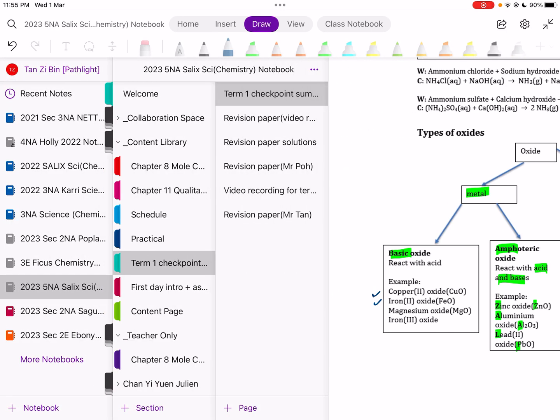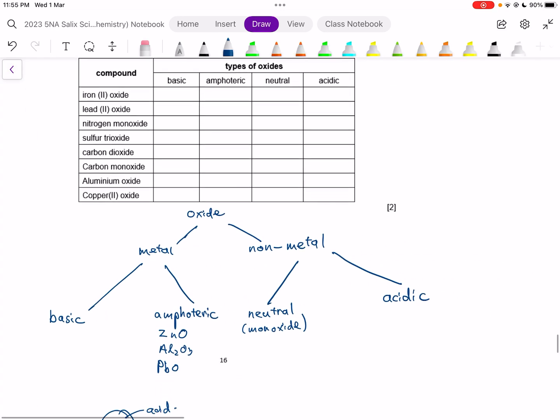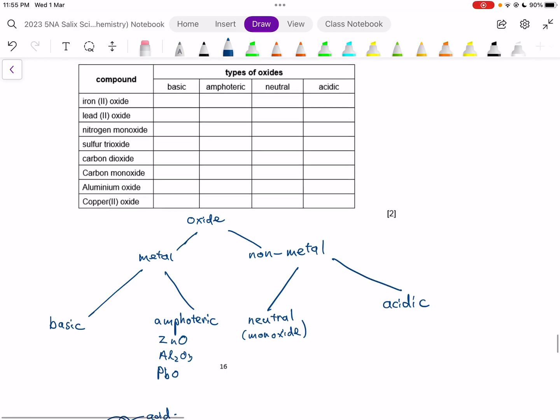Okay, going back, let's take a look. Iron 2 oxide. Iron is a metal, but it's not the Z one, right? Not zinc, aluminium, or lead, so this one is amphoteric. Next one, lead 2 oxide. It's a metal, and it happens to be the Z. So this is amphoteric. Sorry, just now that one was my mistake, my apology. Sorry, it's a metal, not Z, so it's basic.